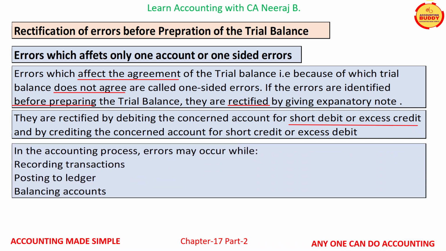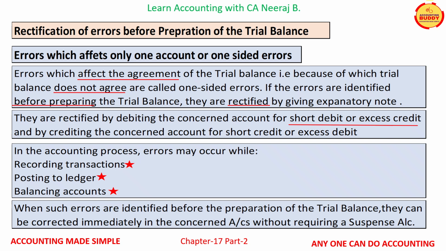In the accounting process, errors may occur while recording the transaction, posting to the ledger, balancing accounts. When such errors are identified before the preparation of the trial balance, they can be corrected immediately in the concerned account without requiring a suspense account.